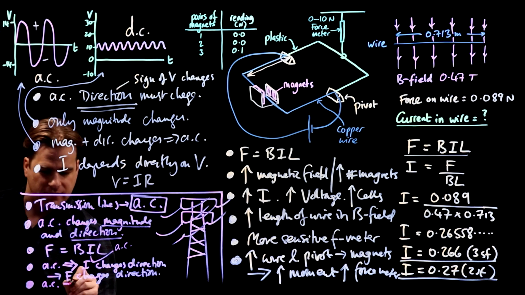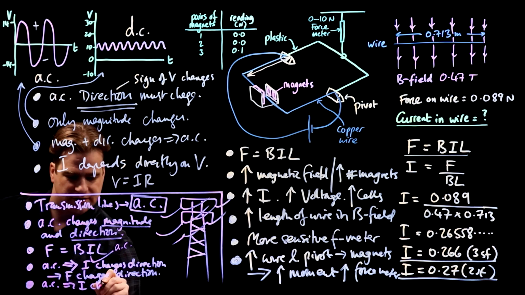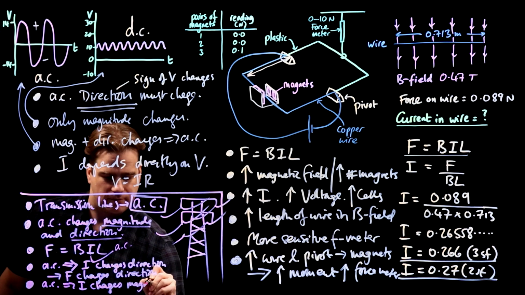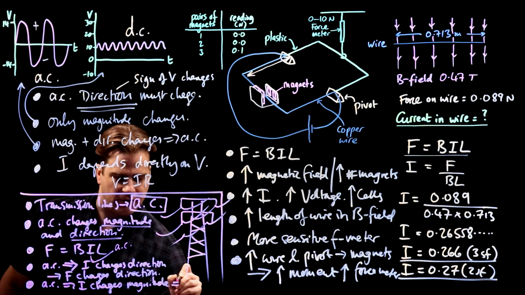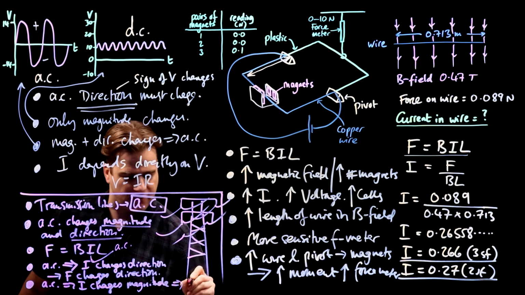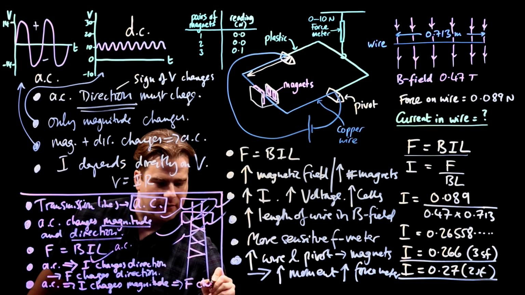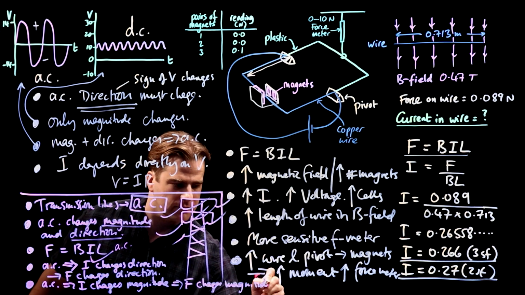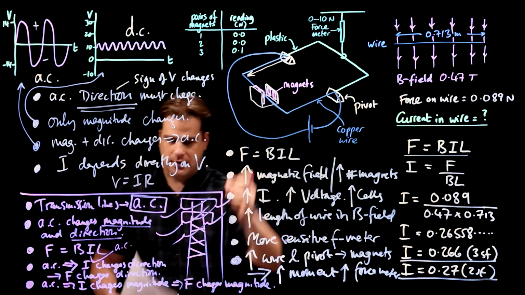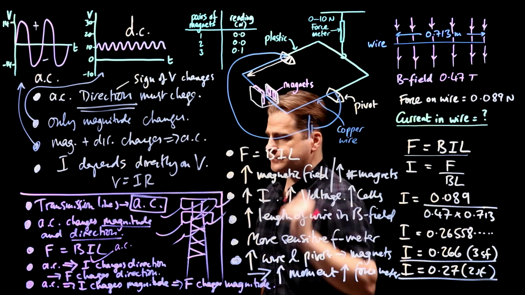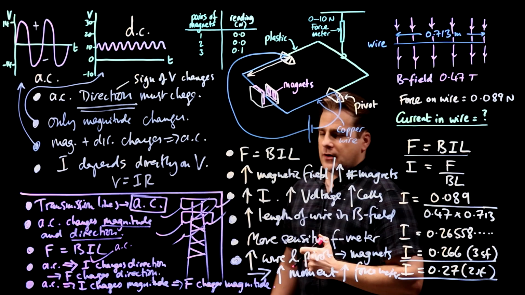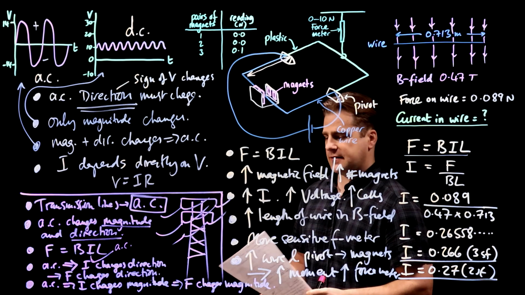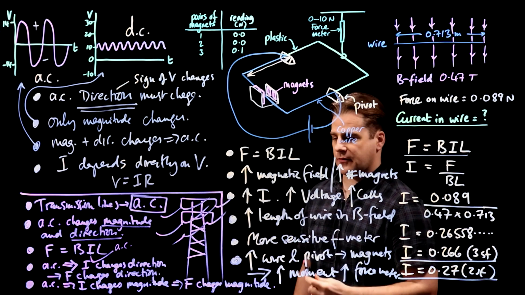It's alternating current, therefore current changes magnitude, therefore the force changes magnitude. Okay, 4 marks in the bag. Good. I think that's everything. Yeah, that is how you would extract 4 marks from that question.